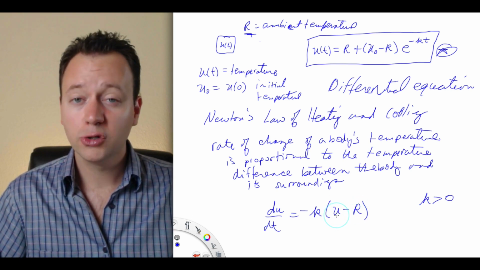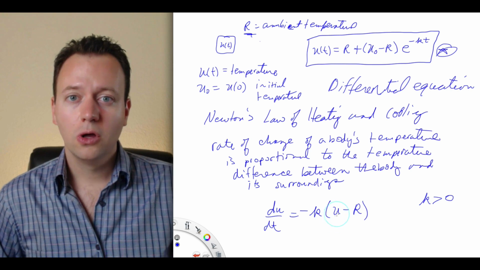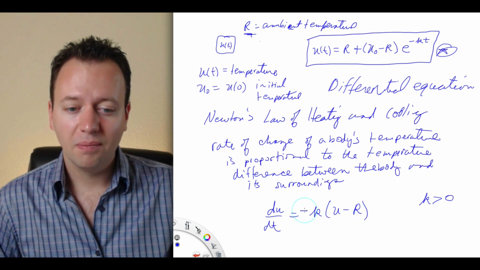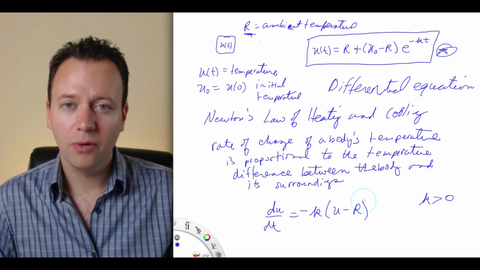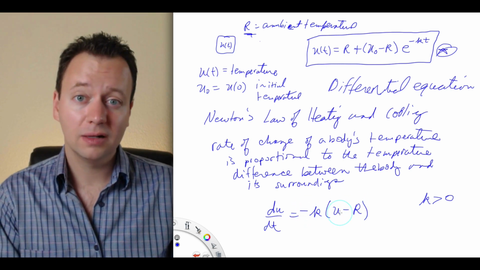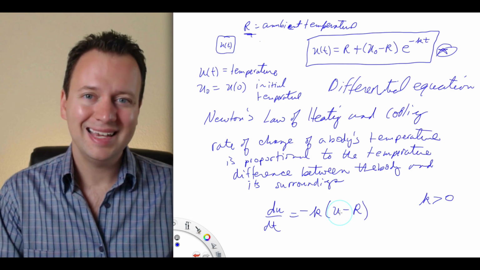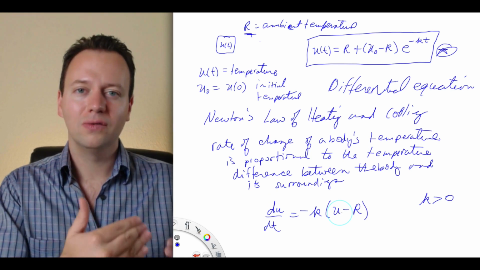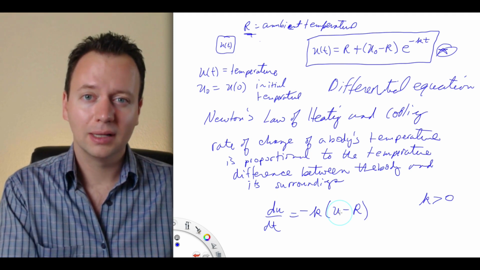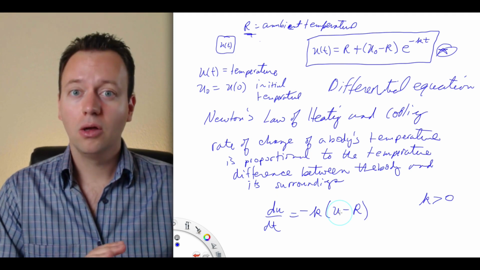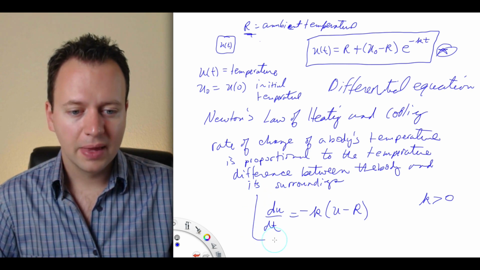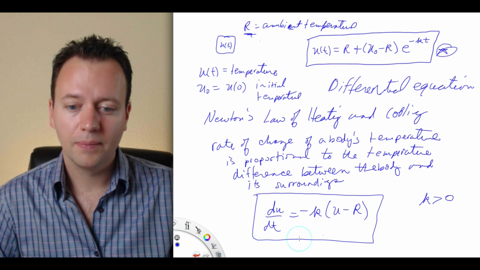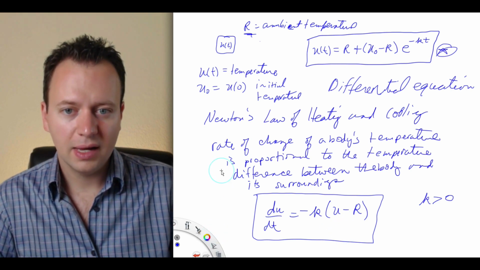So whenever the object is colder than the room temperature, u minus r is negative. So this quantity would be negative, and the minus sign out here is negative. When you multiply the two negatives together, you get a positive number, indicating that du/dt is positive, resulting in u increasing. The derivative is positive, the function is increasing. So this works correctly either way. So du/dt is minus k times the quantity u minus r. That is Newton's law of heating and cooling.